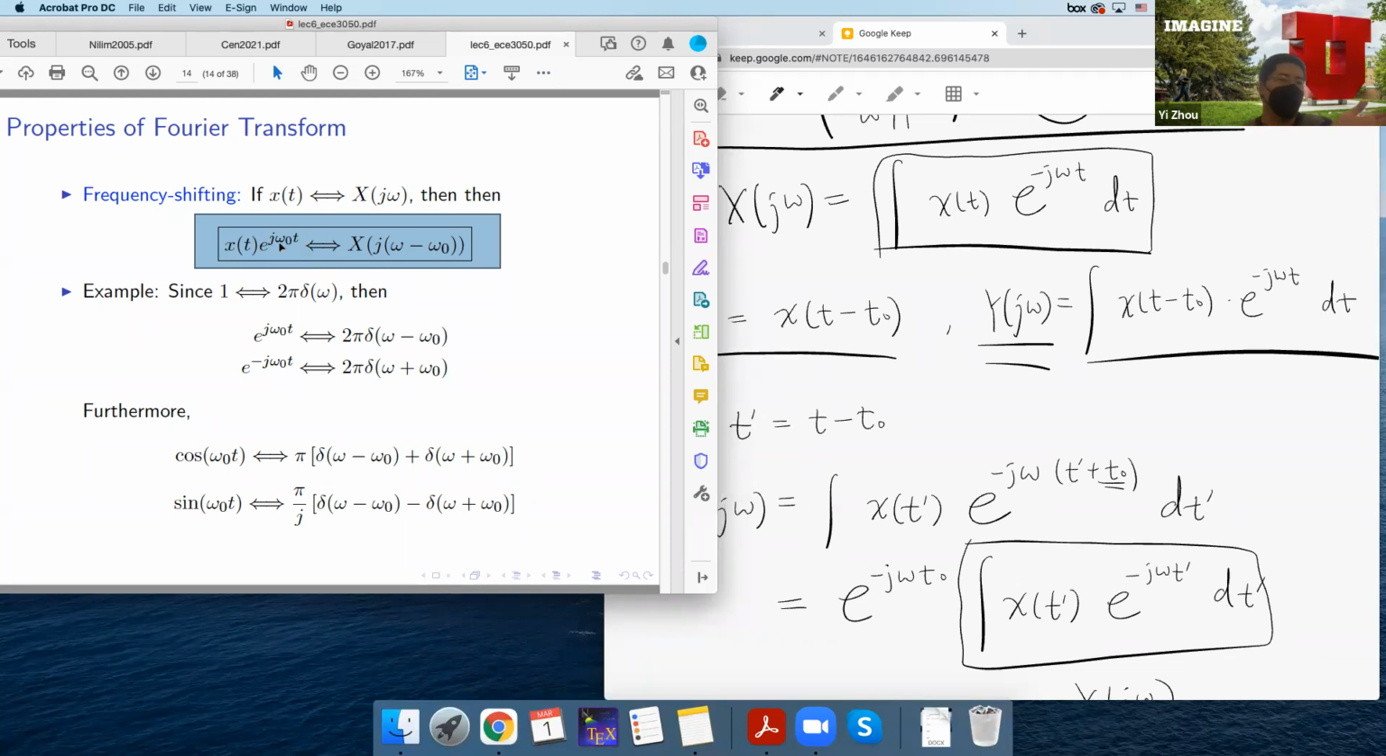This ω naught is angular frequency. You can design it, but usually it is much higher than our human voice. Once you do this modulation through the frequency shifting property, this is equivalent to moving our signal in the spectrum domain from a low frequency region to a much higher frequency region. And that's why we can transmit our signals reliably through the open air. So we can talk more about this in the next lecture. And by utilizing this frequency shifting property, you can verify the following examples.